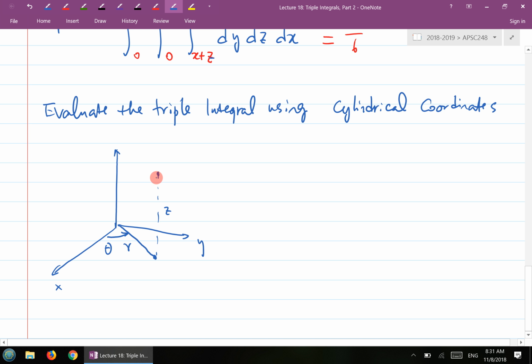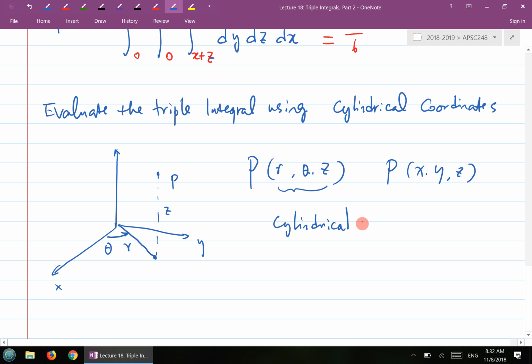So unique, that's the important part. Not lacking information or having redundant information. Using the three, you can uniquely describe the point. So essentially your r, theta, z for that point P will give you the same information as x, y, z, describing the same location. And this r, theta, z is what we call the cylindrical coordinates.